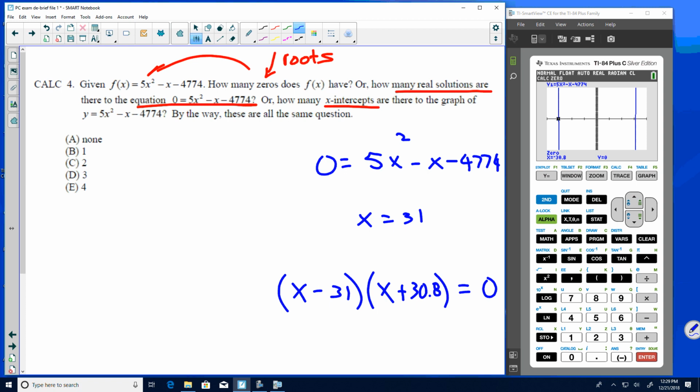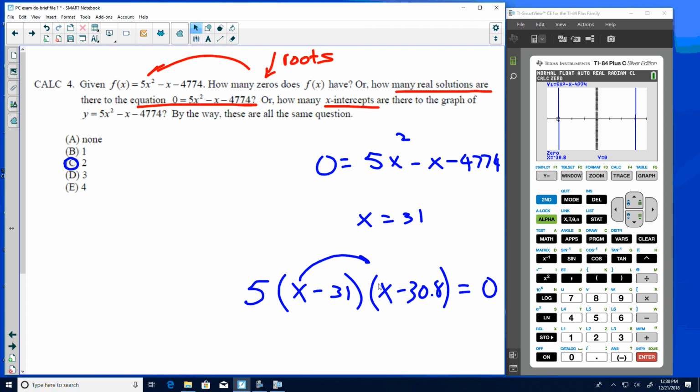Well, actually, that doesn't make sense because x times x is not going to give us 5x. Maybe if we put a 5 in there, that might give it to us. We would have to play with this a little bit to actually get the factors. My gut instinct is there's a 5 here and an x minus 30.8. We can play with that a little bit more later. But for this problem, it just says how many solutions are there? And the answer is there are 2 solutions.